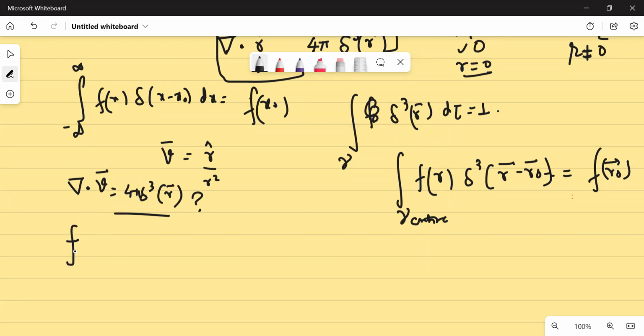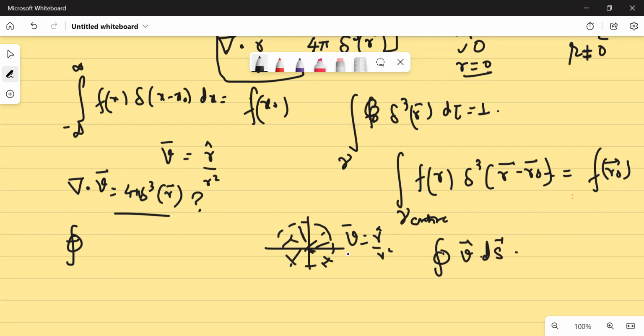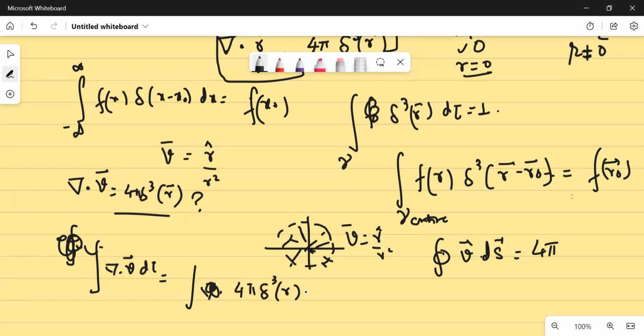So now let us again find the flux enclosed by the v vector given by r cap upon r square. This will be the flux enclosed in a sphere of radius r, which would again be the same thing. So it's not changing. It will be again 4 pi only. You just try to find it, you'll get 4 pi only. But what about the integral of del dot v vector d tau? Now it will be equal to the integral of 4 pi Dirac delta cube of r d tau over the entire volume.